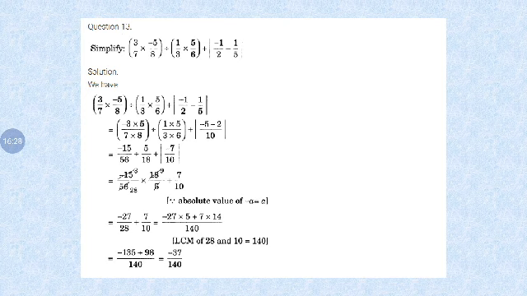So denominators are different. We take the LCM. So LCM is 140. So 140: minus 27 5s are minus 135. 7 14s are 98 by 140. So minus and plus are different symbols, just we subtract and put the greater number's symbol. So answer is minus 37 by 140.